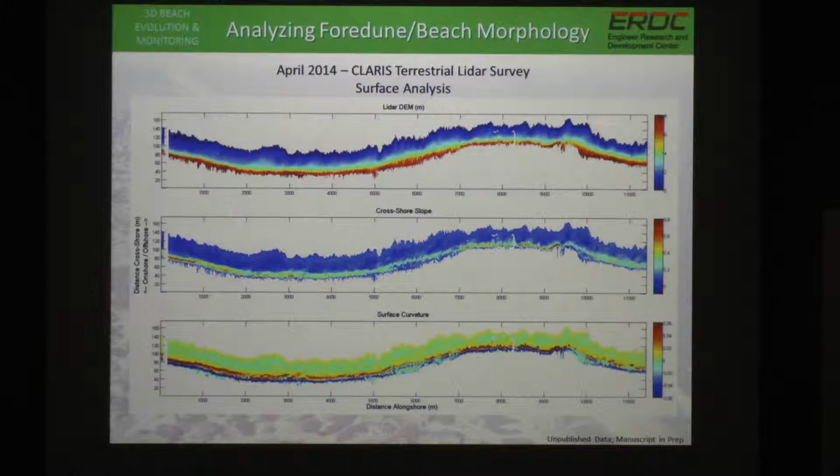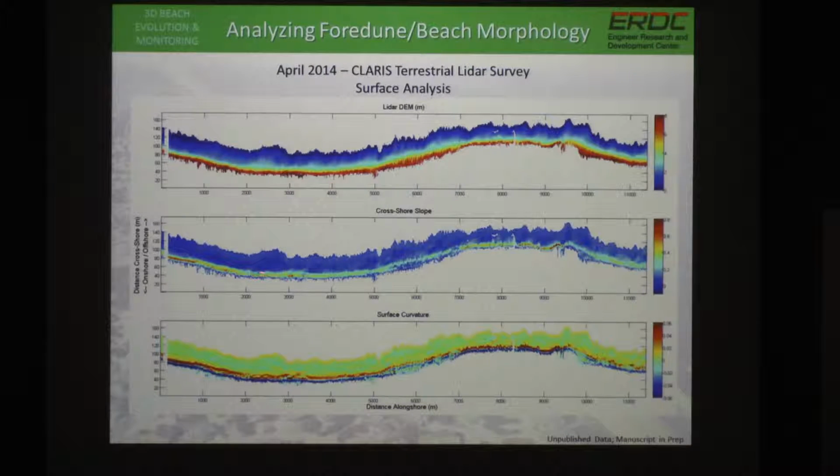But in this top panel here, this is a 50 centimeter DEM made from the terrestrial LiDAR data. Your blue colors are down on the lower beach. Your red colors are up on the dune crest. I don't know if you can see, you sometimes see high frequency variations in that cyan color. Those are things like beach cusps. So we get really detailed morphology.